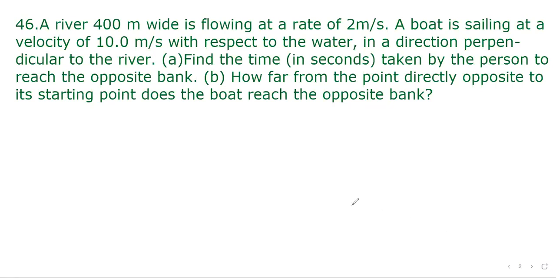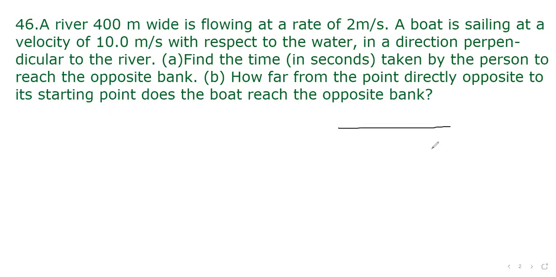The next question says, a river 400 meter wide is flowing at the rate of 2 meters per second. A boat is sailing at a velocity of 10 meters per second with respect to the water in a direction perpendicular to the river. Find the time taken by the person to reach the opposite bank. How far from the point directly opposite to its starting point does the boat reach?